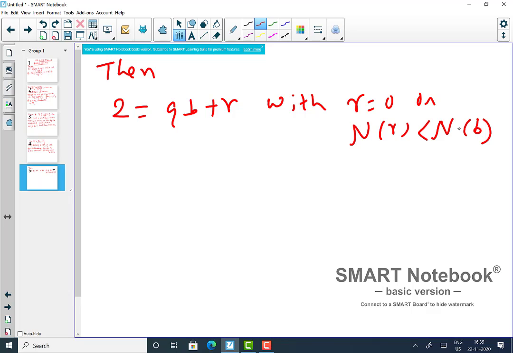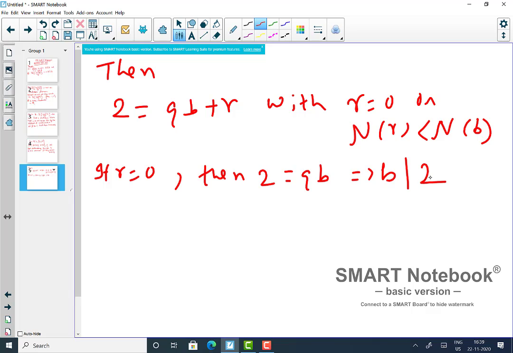So what happens if R equal to 0? Then your 2 will be equal to Q times B. What does that mean? That means that B divides 2. Because B divides 2 and 2 is an irreducible element, this implies that your only options for B are plus or minus 2. Only these are the elements.